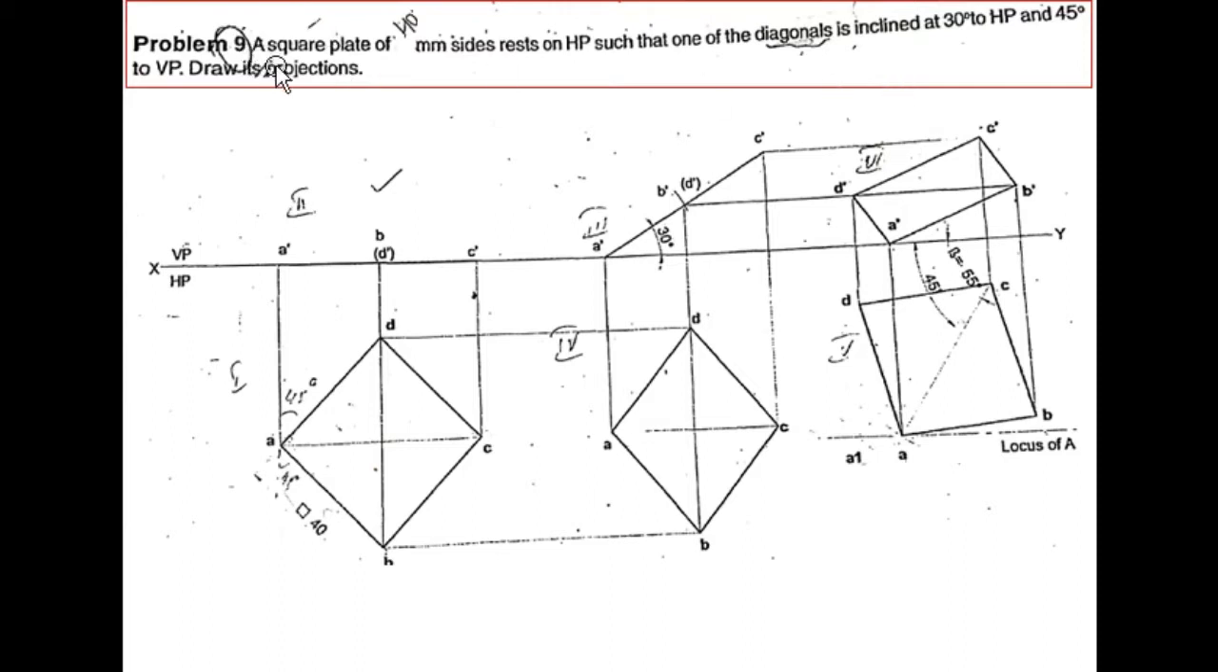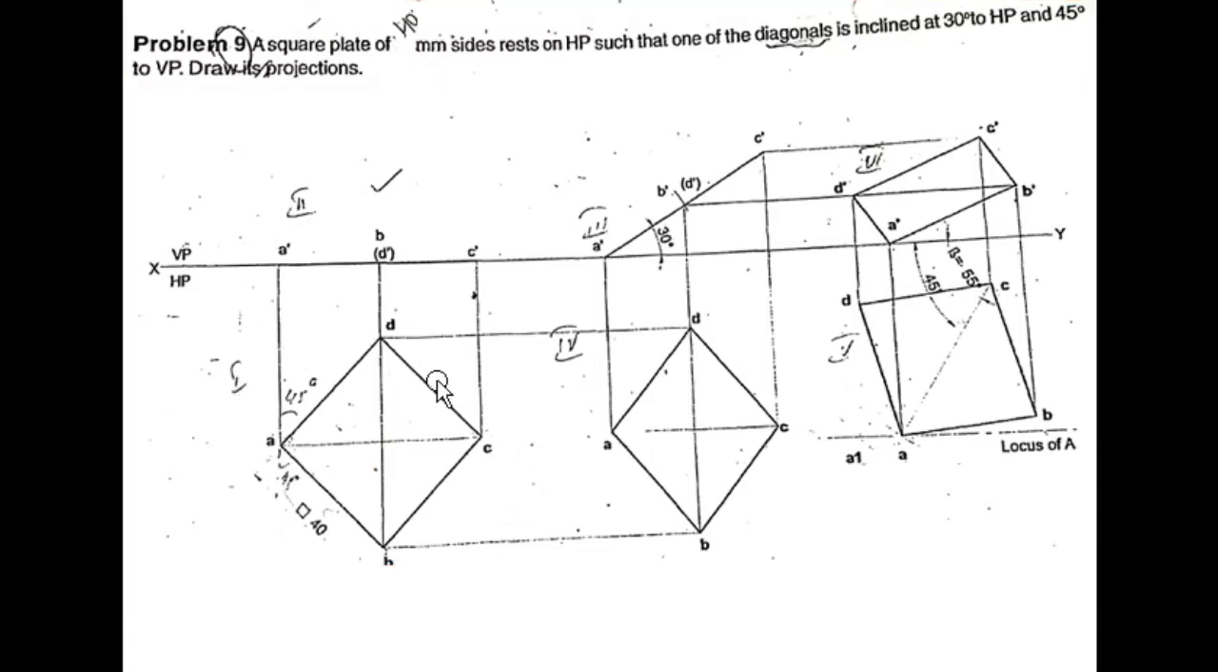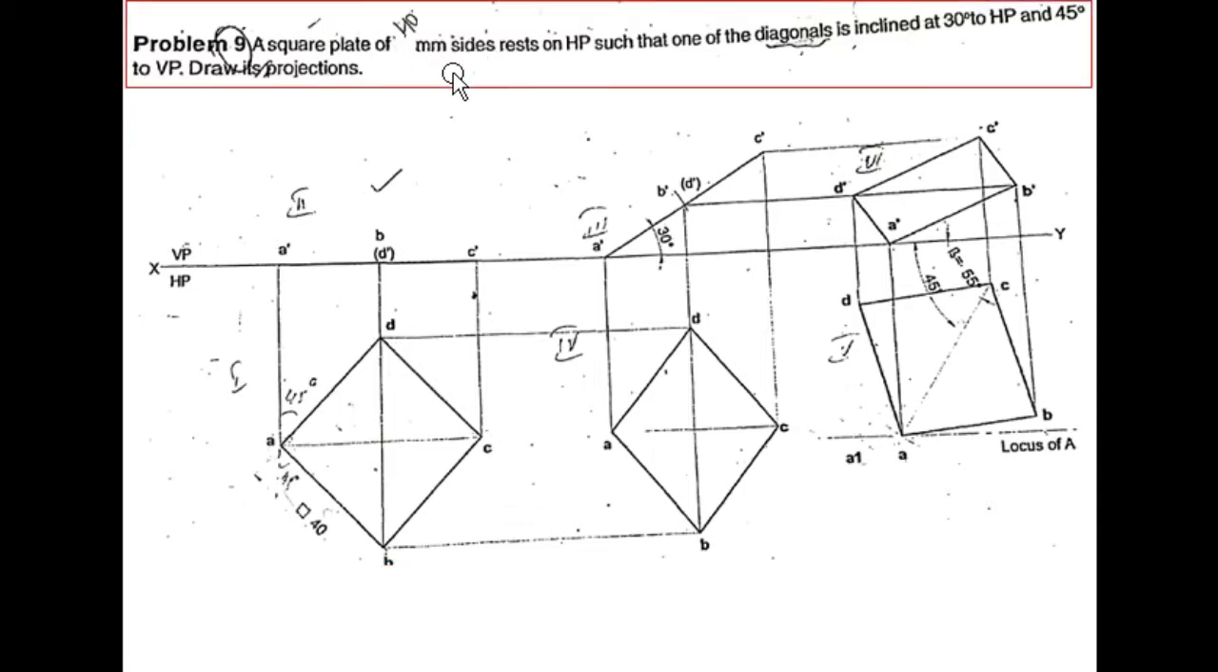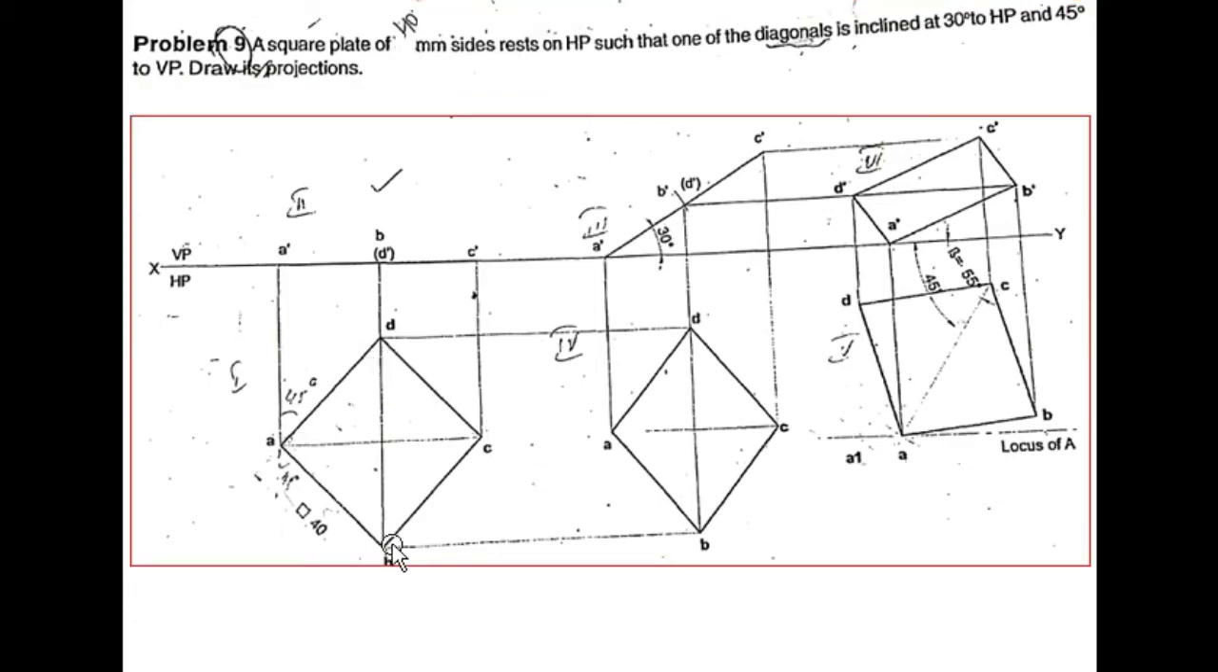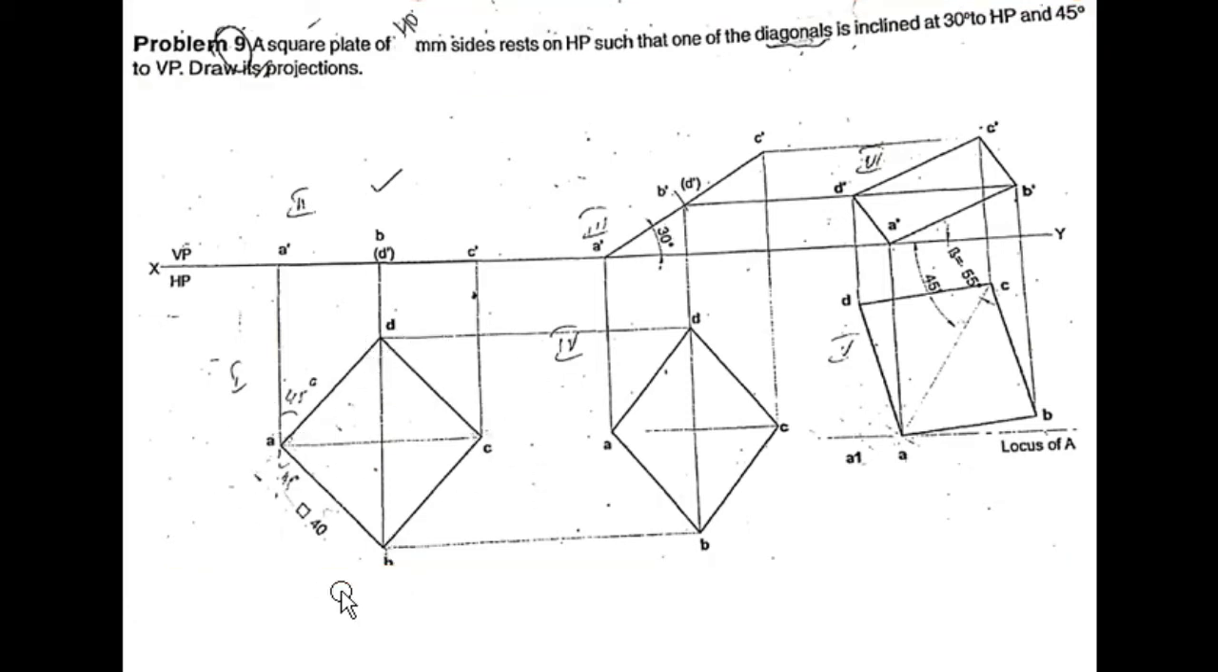So the problem is like this: a square plate of 40 sides rests on HP such that one of its diagonals is inclined at 30° to HP and 45° to VP. Draw its projections. In the previous class also I have explained, divide the conditions. Initially, where the lamina has to be placed? Here a 40 side square lamina rests on HP plane. So on HP plane the square lamina has to be placed. How it has to be placed, we will think of it.